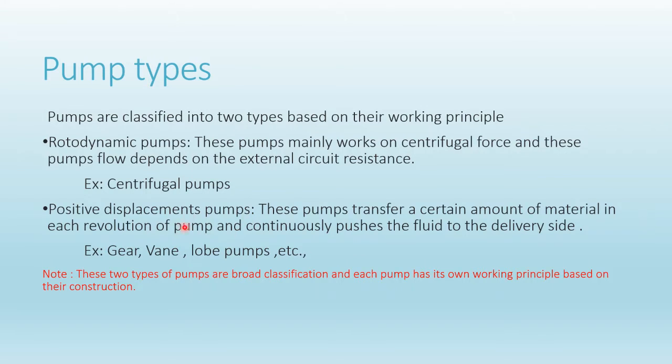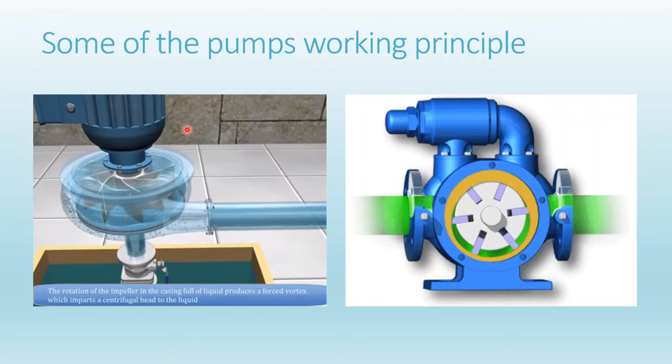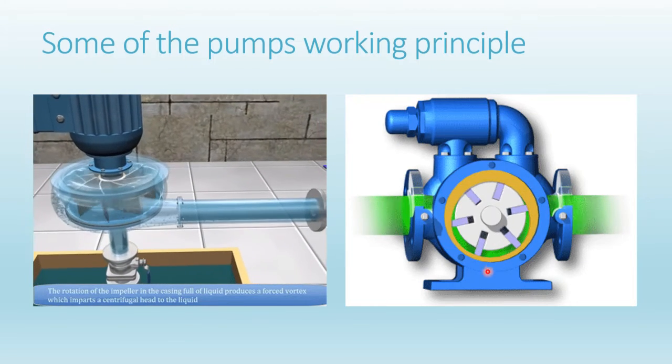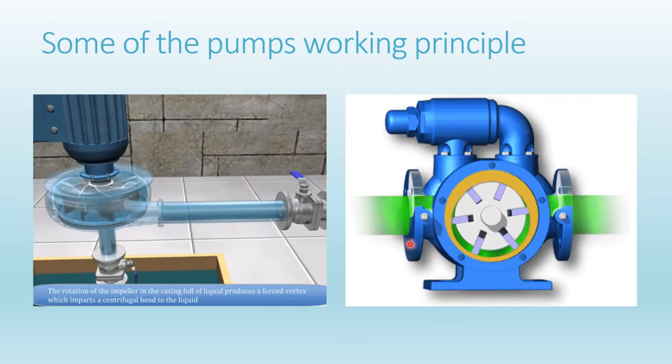These two types of pumps are a broad classification, because every pump has its own internal construction whose working principle will vary. The main principle will be these two only. I will be taking you through some videos regarding pumps. See, the left side one is a rotodynamic pump, the right side one is a positive displacement pump.